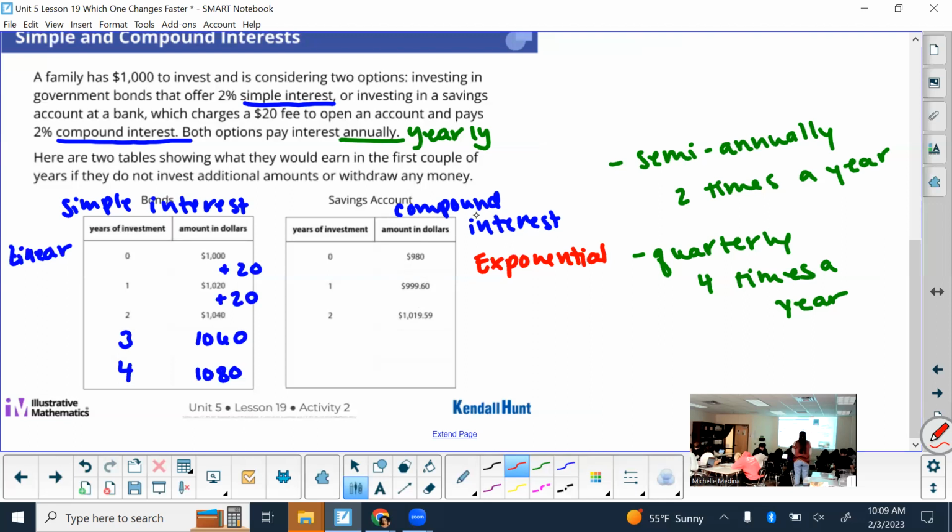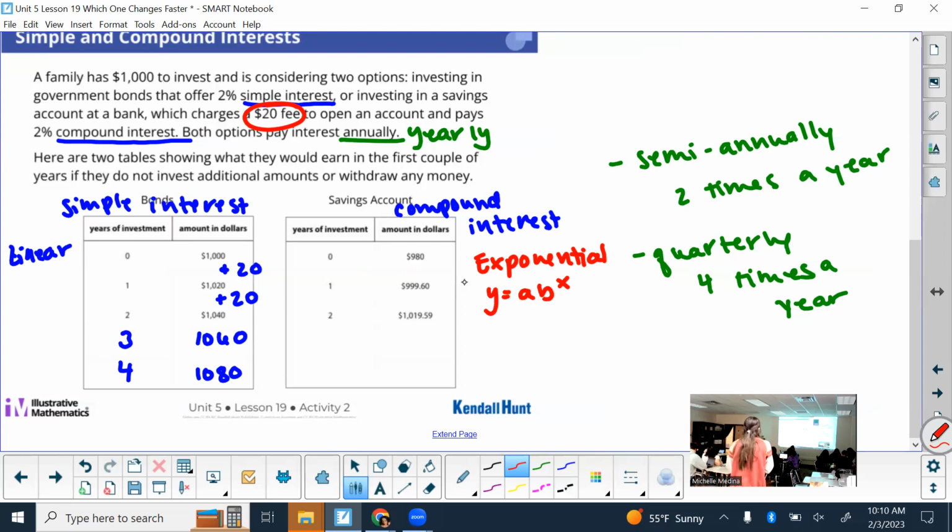And we also talked about how compound interest charges you interest on the total amount that's there. So when we look at what it said for the savings account, that charges a $20 fee to open. So minus 20 from the 1,000. That's how they got 980 initially. And pays a 2% compound interest on whatever the balance is. So that's why you can use this that we've been doing to figure out what you get next.